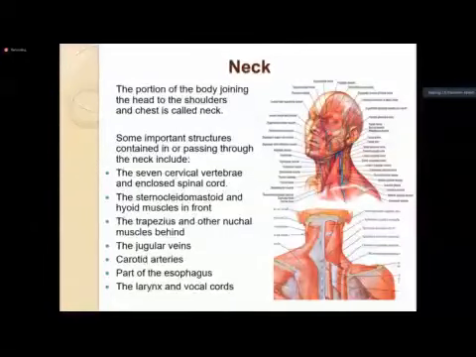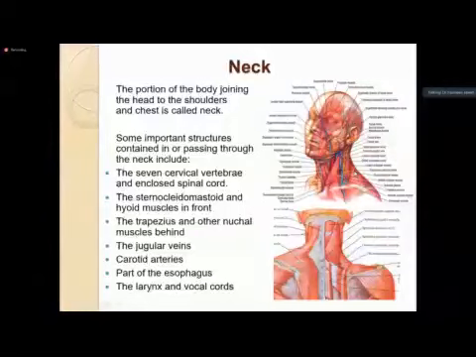So we have some important structures that are contained in or passing through the neck, and these structures are basically the seven cervical vertebrae, that enclose the spinal cord. We have a muscle which is the sternocleidomastoid muscle and hyoid muscles in front.